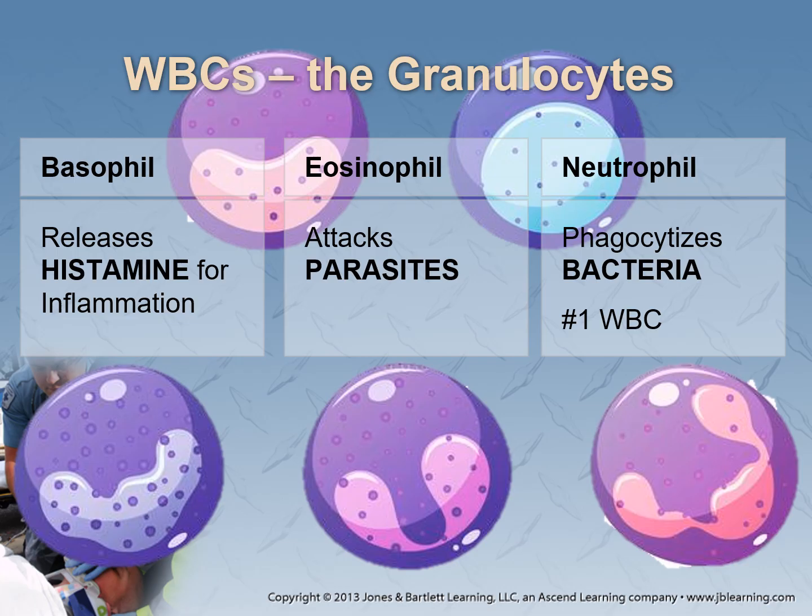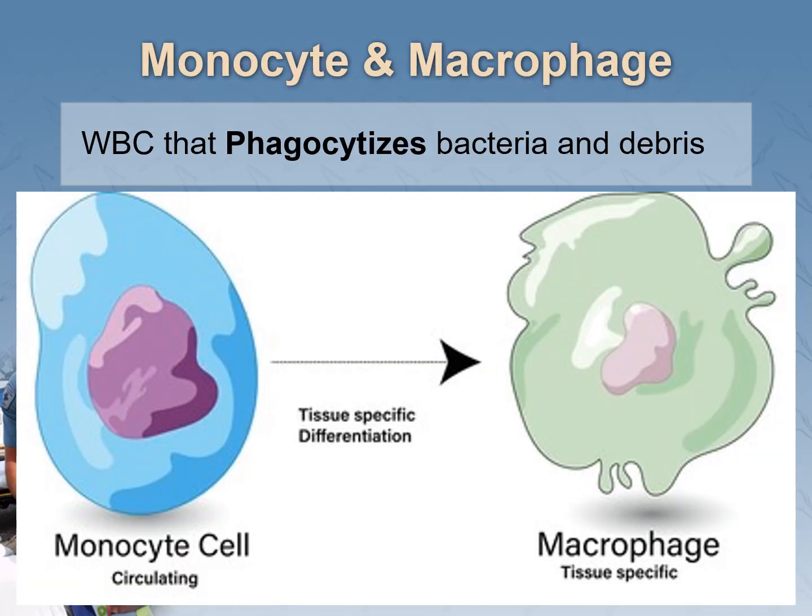So eosinophils are going to attack parasites, and then neutrophils are going to attack bacteria. Neutrophils are like the number one blood cell. Most of our white blood cells are neutrophils. The next white blood cell is a monocyte. Again, a monocyte will stay in the blood for a few days and then migrate into tissue, just like we talked about with the basophil. When it's in tissue, it's called a macrophage.